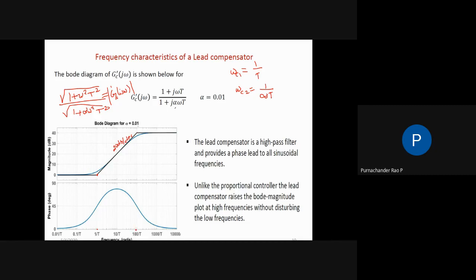Now here we are assuming the next corner is at 100 into t. Just if you assume alpha is equal to 0.01, then 1 by 0.01 is 100, divided by t. So at 100 divided by t, again there is a corner frequency. Now minus 20 dB will be added to the system. So minus 20 dB plus 20 dB will now be 0 dB per decade. So this is the Bode plot for a given lead compensator.